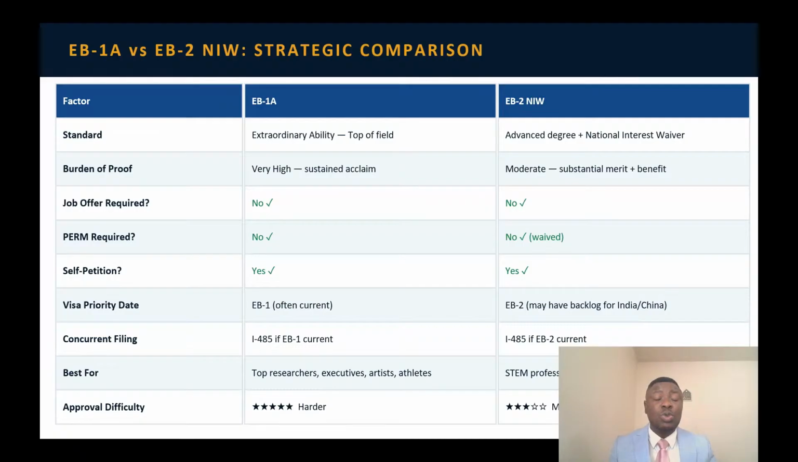Now, when it comes to visa priority date, for EB1, it is often current. For EB2, sometimes there is a backlog for India or China and other countries because there are many people waiting in line to get their green cards.